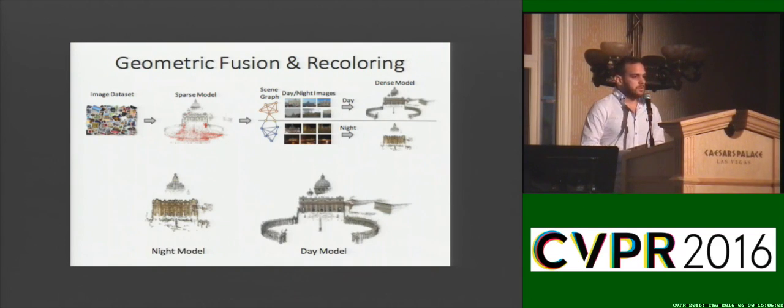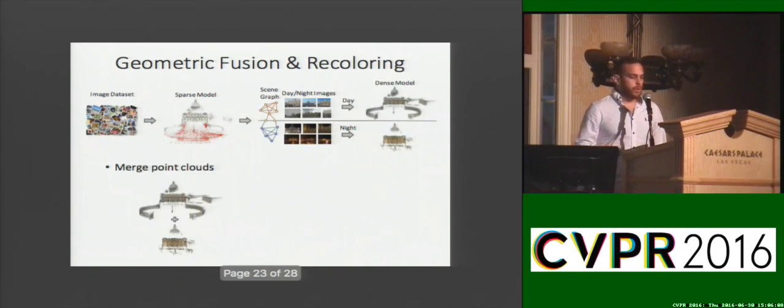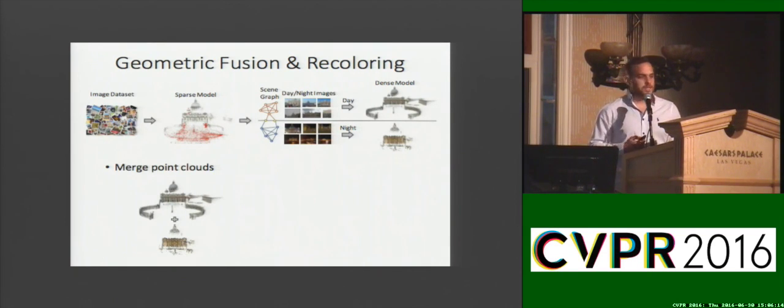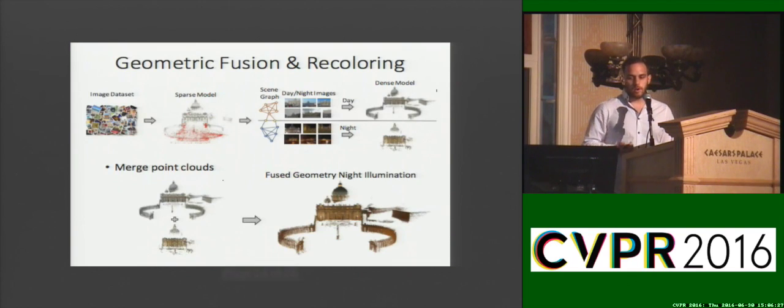Although they share the same sparse model, as I said before, they still differ significantly in completeness and appearance. That's why we do the geometric fusion, and we can do it because the underlying structure does not change at day or night. We also learn the color transfer between the parts that were reconstructed in both models so that we can recolor the areas that were not reconstructed in the other model. So at the end of our pipeline, we actually get a complete model either in day or night with a realistic illumination.